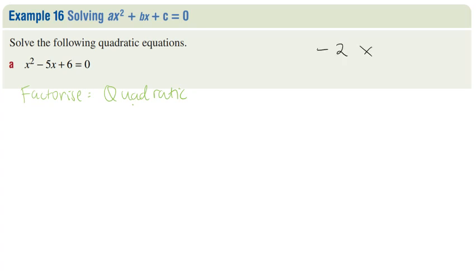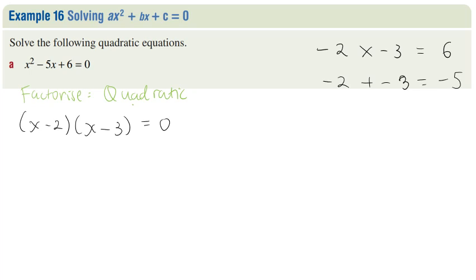-2 and -3. So that equals 6 when I multiply them because the negatives cancel out. But if I add them, they'll give me -5. So I put them in the brackets. I've got x minus 2, x minus 3 equals 0. Then I apply the null factor law. So either x minus 2 equals 0 or x minus 3 equals 0.